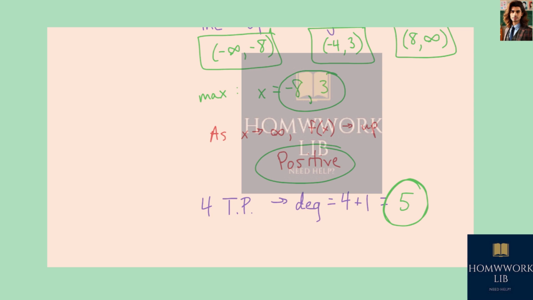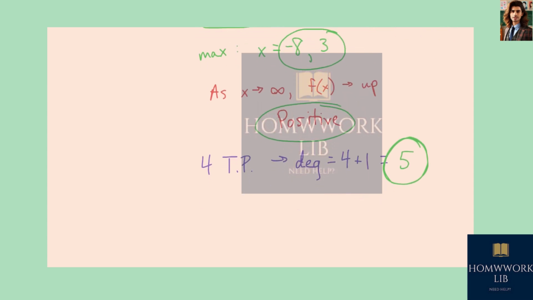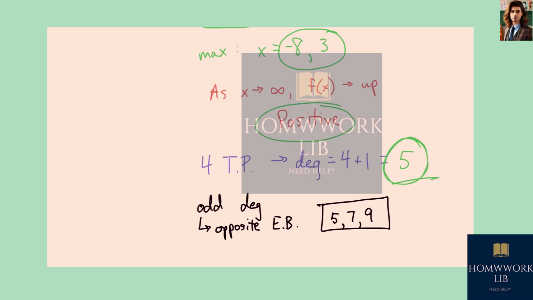But then it says possibility for the degree, choose all that apply. That maybe that's not the only correct answer. So it might be possible that they're trying to get you to realize it's an odd degree because we have opposite end behavior. One's going up, the other end's going down. In which case it could be 5, 7, or 9. So let me just kind of put a box around it. That might be the other answer that they're looking for. But in my opinion, 5 is the best answer.